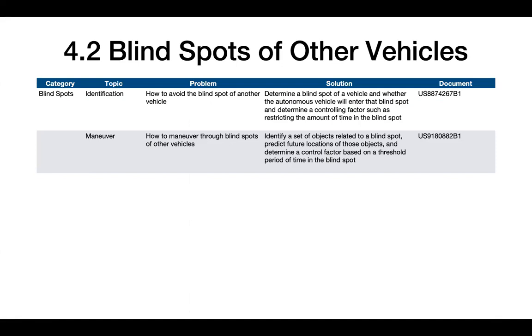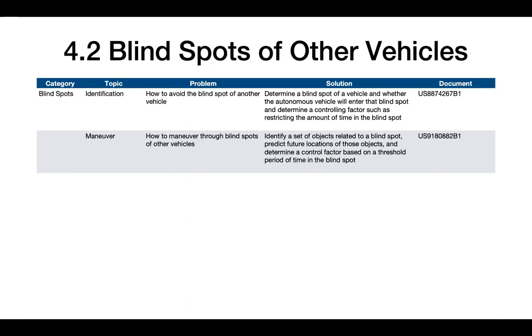We only have 2 patents in this category, but they're very specific on it. How to avoid the blind spot of another vehicle and how to maneuver through the blind spots. Determine the blind spot and whether I will be entering that blind spot, and determine a controlling factor such as restricting the amount of time in that blind spot.